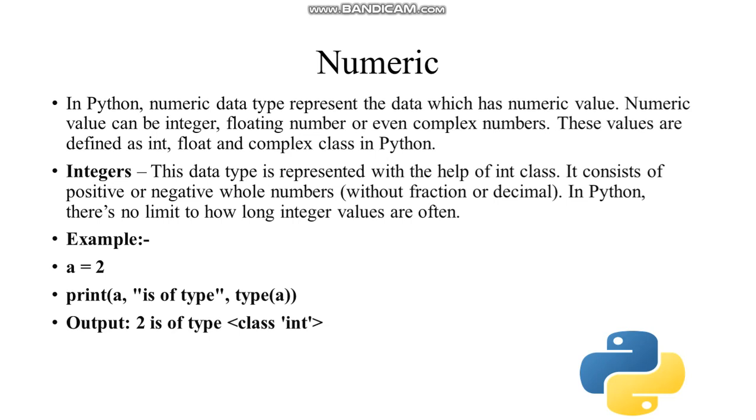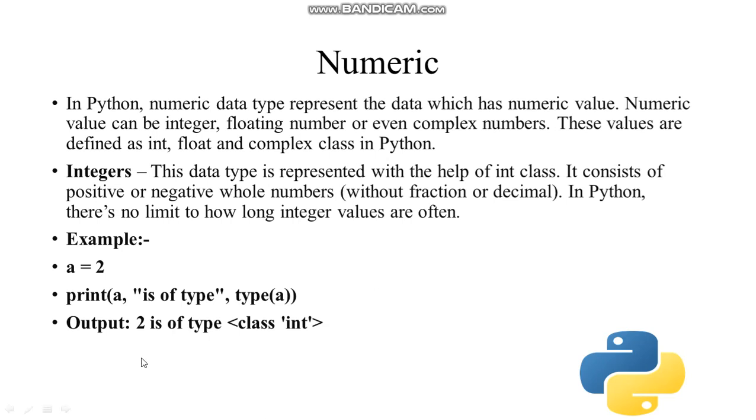First is integer. This data type is represented with the help of int class. It consists of positive or negative whole numbers without fraction or decimal. In Python, there is no limit to how long an integer value can be. For example, a equals 2.